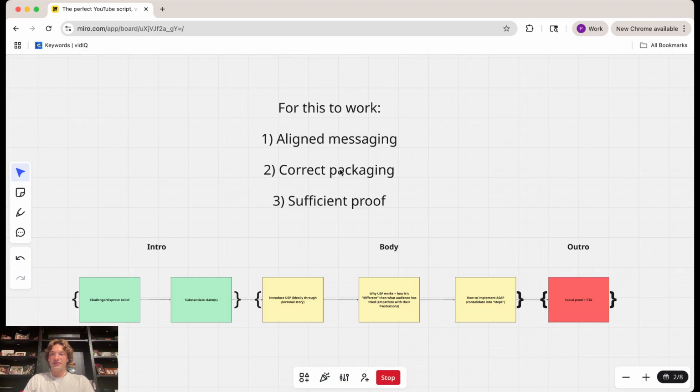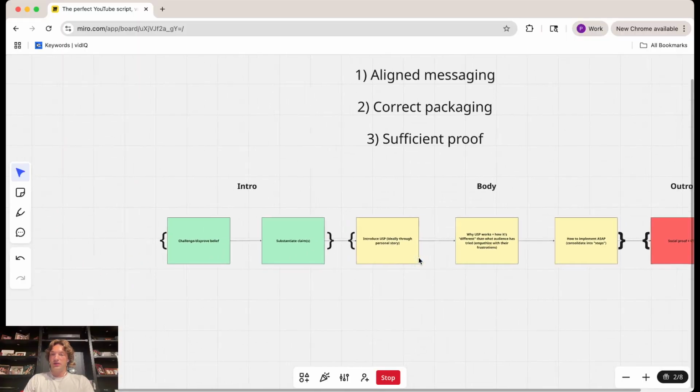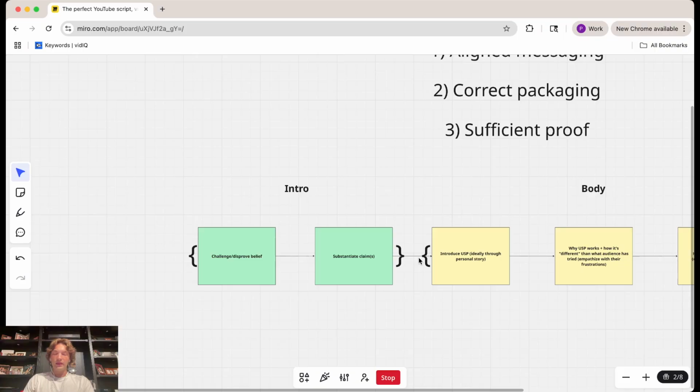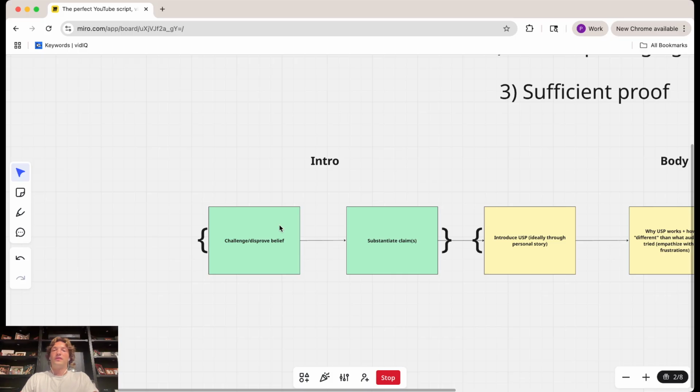Now, once your bases are covered with this, let's break this down. So we got the intro, the body, and the outro. Let's start with the intro. The first part of the intro you can think of in an effective format that will consistently perform for all of our clients is challenging or disproving a belief, right?